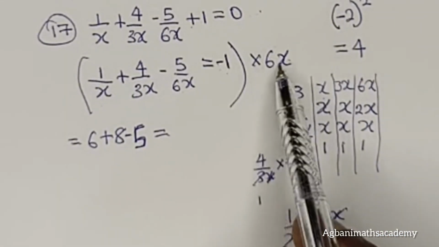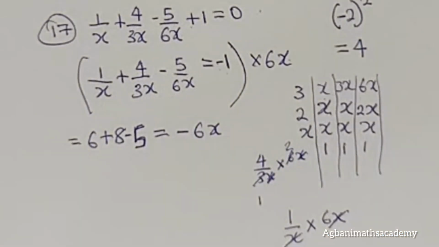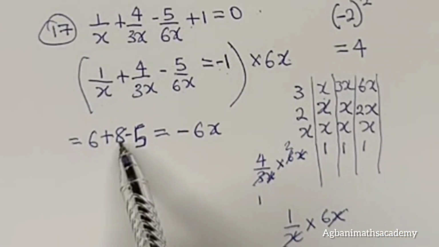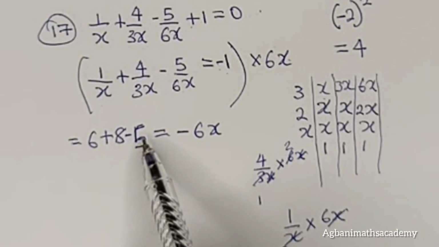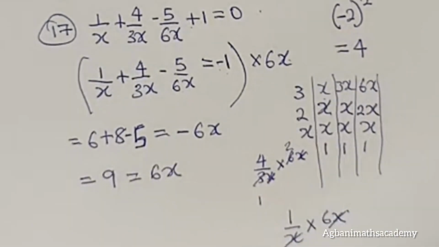minus 1 times 6x, which will give us minus 6x. 6 plus 8 gives us 14. 14 minus 5 gives us 9. So 9 is equal to minus 6x.